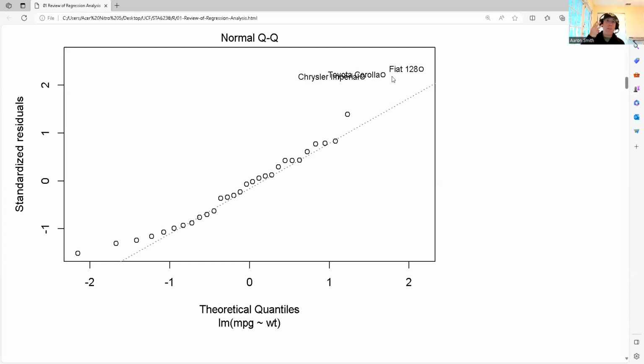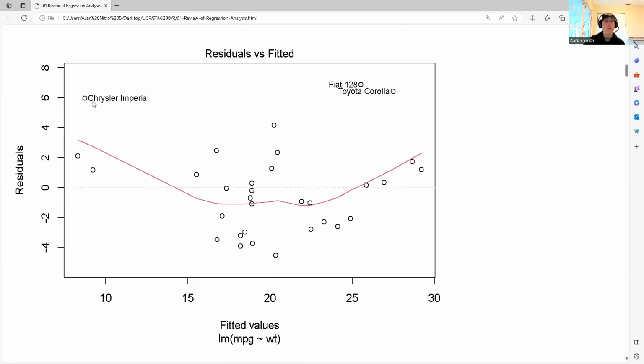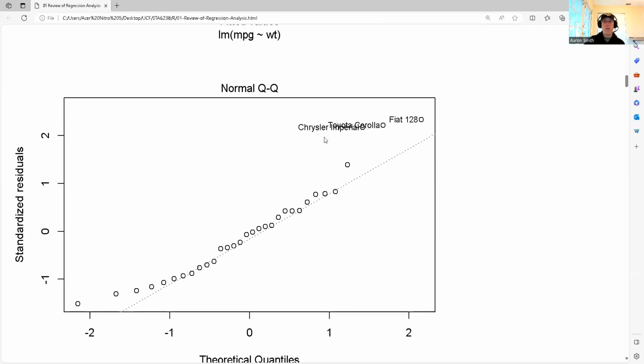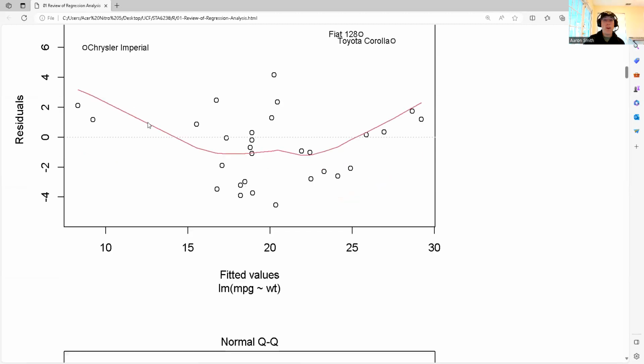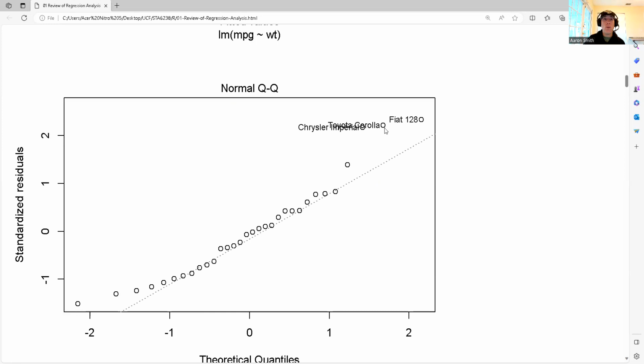Also, in these plots, by default, the largest 3 extreme cases are always labeled. So when I come back here, you notice I have Chrysler Imperial, the Fiat 128, and Toyota Corolla. These 3 are plotted. And then I have the Chrysler Imperial, Toyota Corolla, and Fiat 128. Now this is the same 3 points, but this was a different calculation. Here we're looking at the largest absolute value in residual. Here we're looking at the largest deviation from normal. Those are 2 different calculations, but we see the same points popping up.